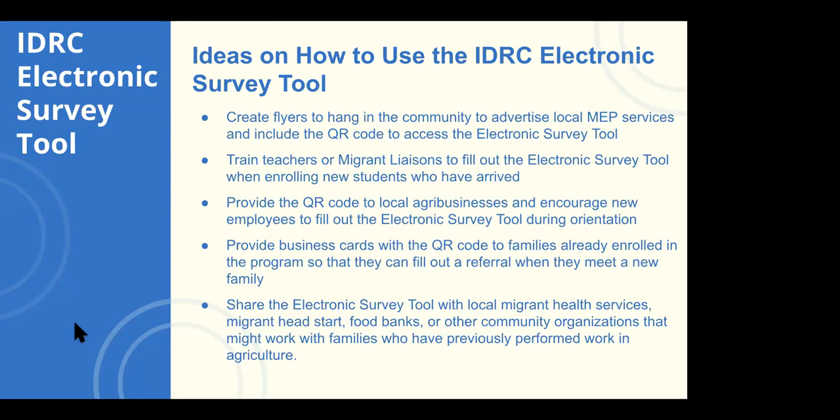You can print the QR code onto business cards and provide those business cards to families that are already enrolled in the program so that they can fill out a referral when they meet a new family that might qualify. And you can even share the electronic survey tool with local migrant health services, migrant Head Starts, food banks, or any other community organizations that might work with families who have previously performed work in agriculture. The survey tool is really designed to be easy and flexible to share and use however best fits your state's needs. And so we encourage everybody to be creative in how you are using the tool.